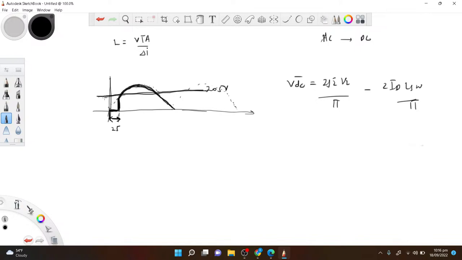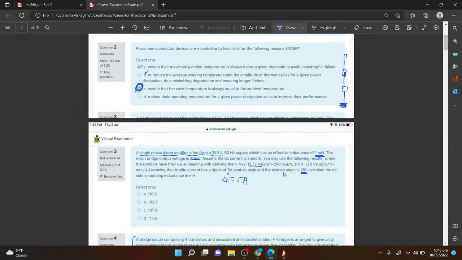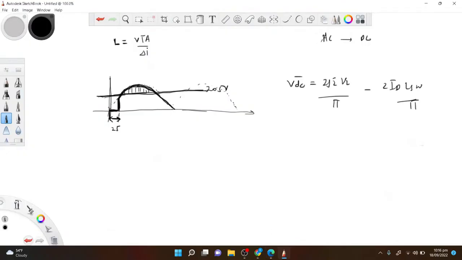This part exceeds the mean value. So it is this region that's responsible for the ripple. In the question, they say find the inductance. The question says calculate the DC side smoothing inductance. Assume the DC side current has a ripple of this. So this ripple is caused by this area here.